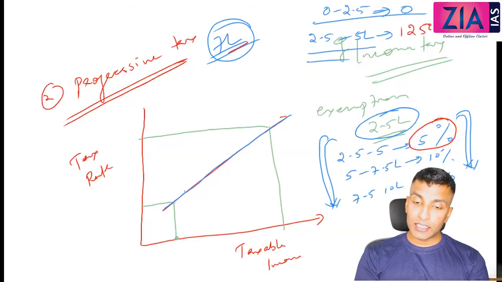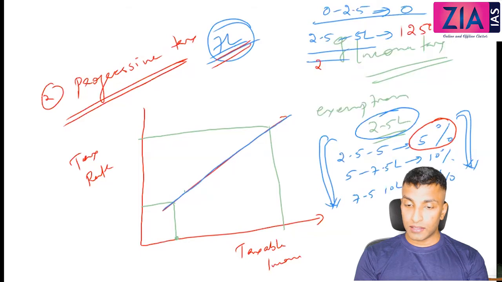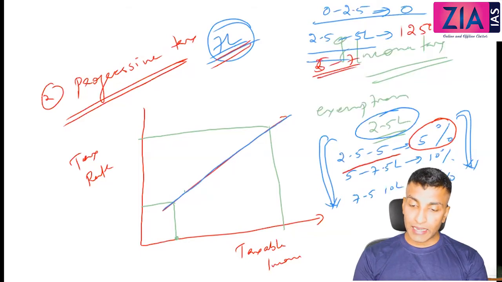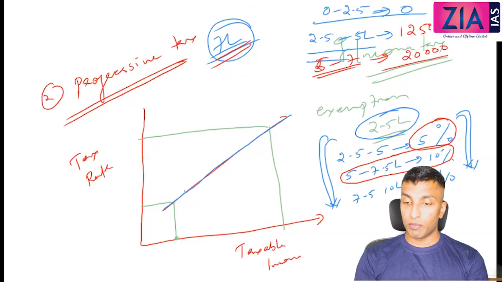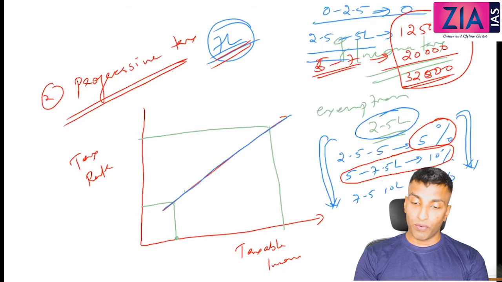Then the balance 2 lakh, that is 5 to 7, will be taxed at 10 percent. So 10 percent of 2 lakh is 20,000. So how much do you need to pay in this context? 32,500 if your income is 7 lakh. Okay, so that is how it is calculated.